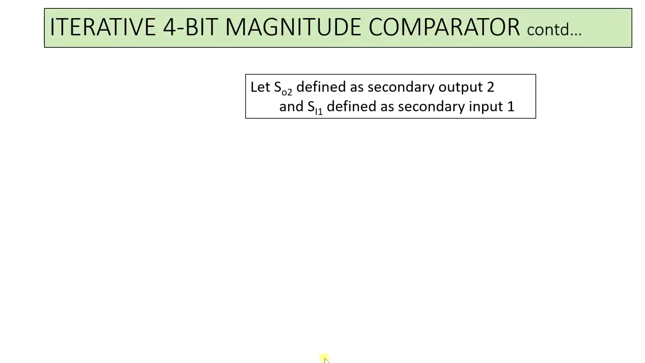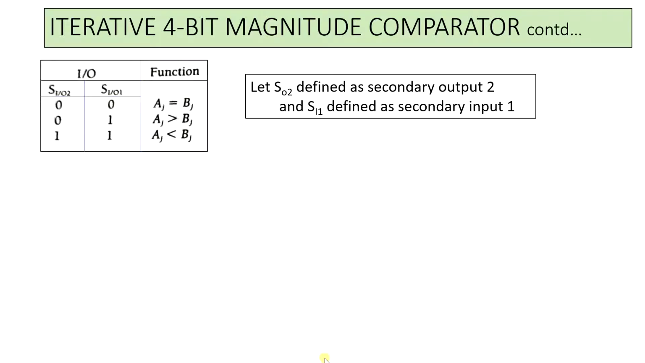So let me define SO2 as the secondary output 2 and SI1 as the secondary input 1. And here is a truth table, and this truth table is the representation of the encoded data. So that is why you can see the functions that I am representing. We have A equal to B, A greater than B, A less than B.